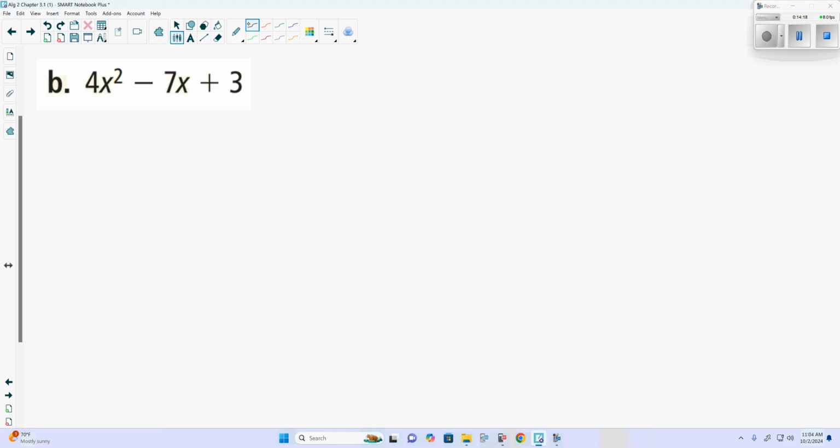Greatest common factor is our first step. Is there a number that goes into 4x squared, 7x, and 3? No. Since there is no greatest common factor, we're going to have 2 sets of parentheses with 3 spaces. That's our step number 2, getting this set up.